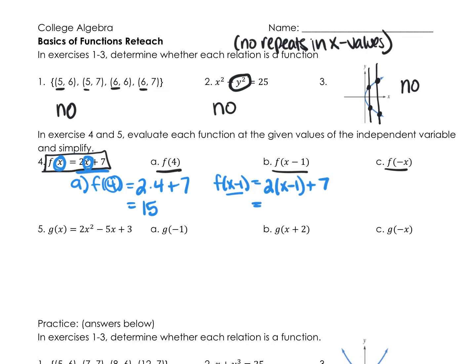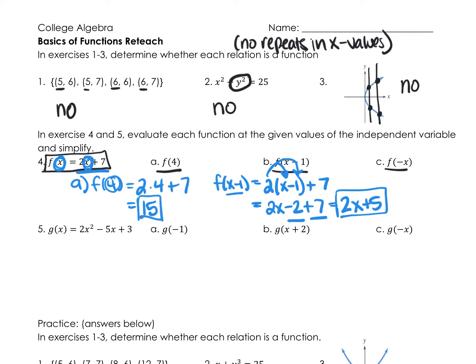Now we need to simplify, so we'll distribute the 2. 2 times x, 2 times negative 1, so we'll get 2x minus 2 plus 7. And then we can combine like terms here. The negative 2 and the positive 7 will combine to be 5, so that'll be 2x plus 5. So that's the answer here for that one.